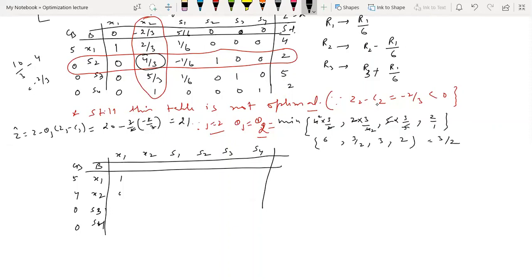Okay, S3, S4. So again, 4 by 3 is my pivot element. So your row operation is what? Your first row 2 will go to what?